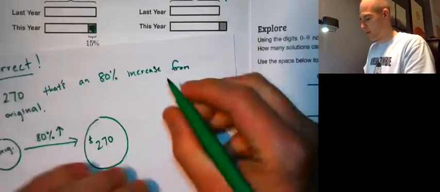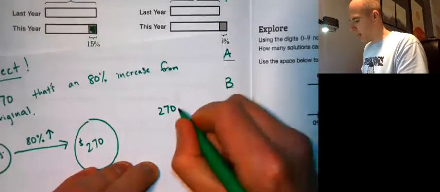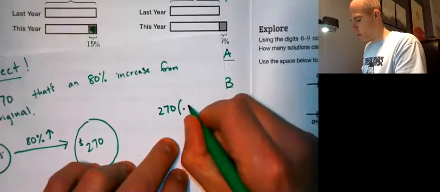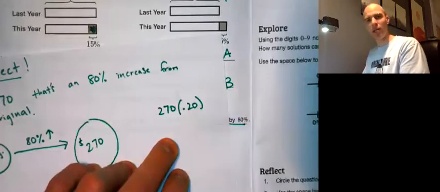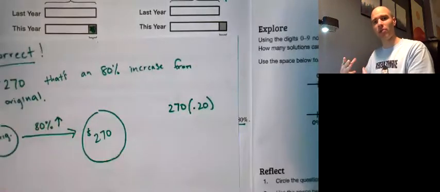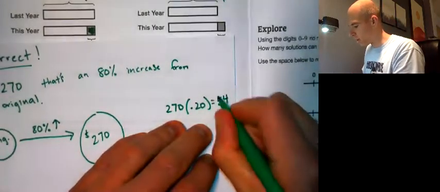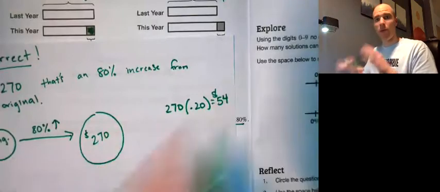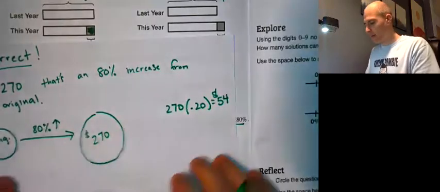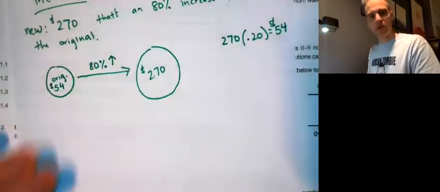Let's try it though. So if you had $270 and you multiplied that by 20% or 0.20, because that's the same thing as an 80% decrease, right? If you take 80% away from something, you have 20% left. You do this, you get $54. And so remember, this is still an incorrect answer. You would incorrectly think that the original stock price was $54.